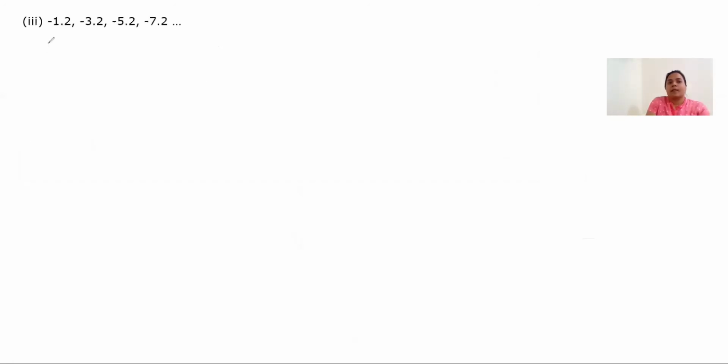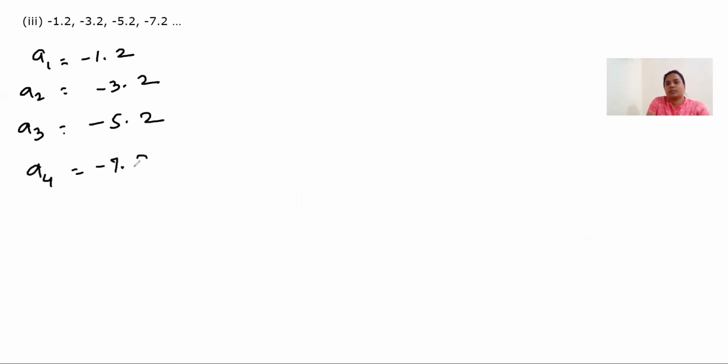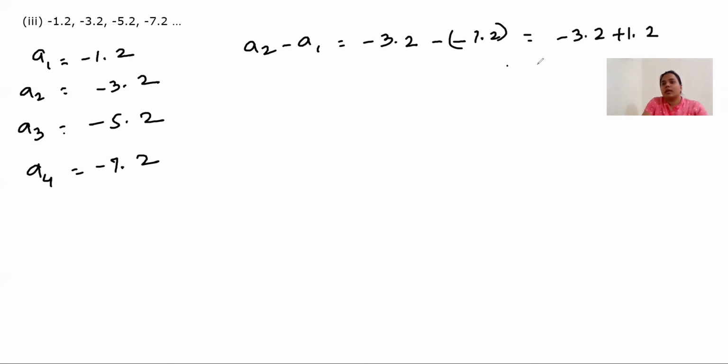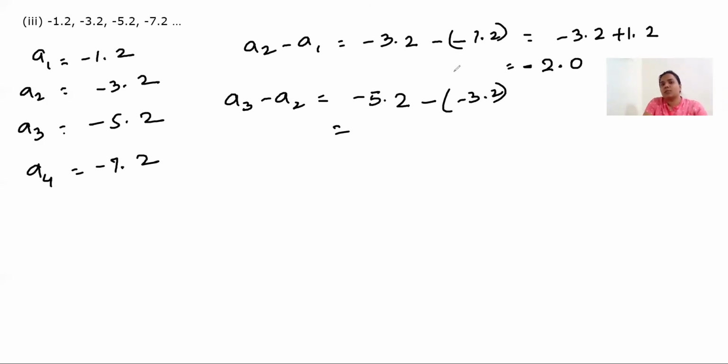Next question. A1 is minus 1.2. A2 is minus 3.2. A3 is minus 5.2 and A4 is minus 7.2. So A2 minus A1 is minus 3.2 minus of minus 1.2. This is equal to minus 3.2 plus 1.2, that is minus 2.0. A3 minus A2 will be minus 5.2 minus of minus 3.2. This is equal to minus 5.2 plus 3.2.